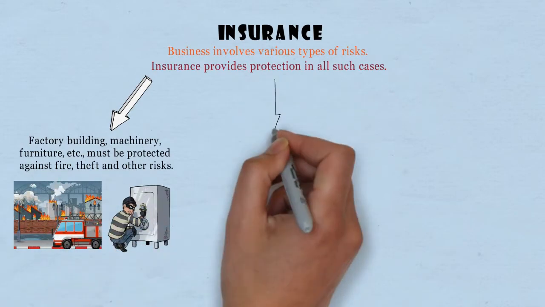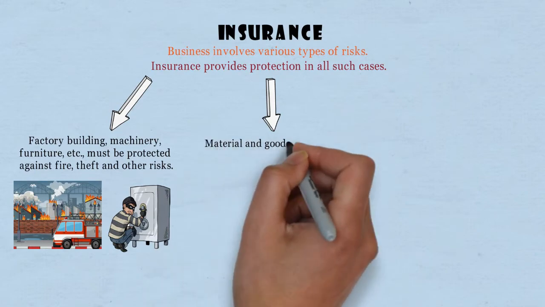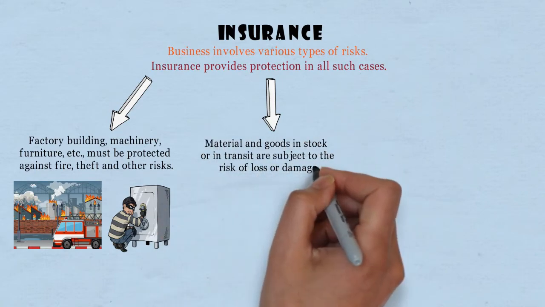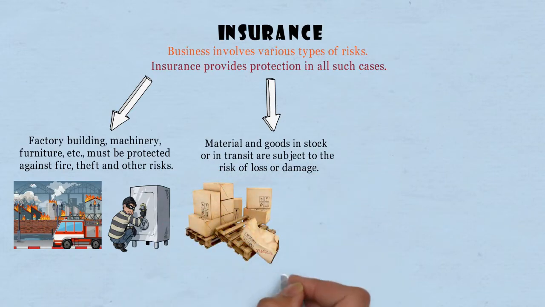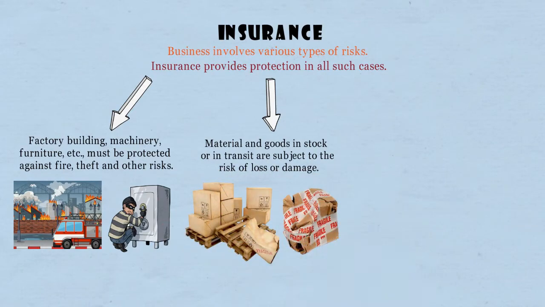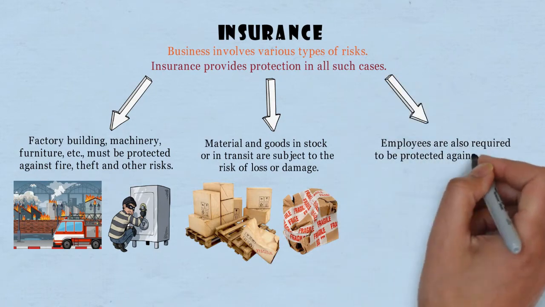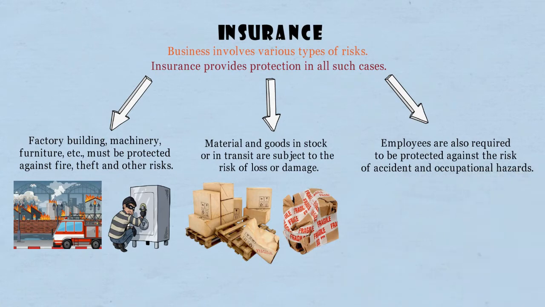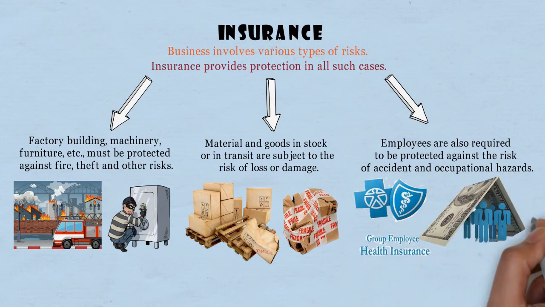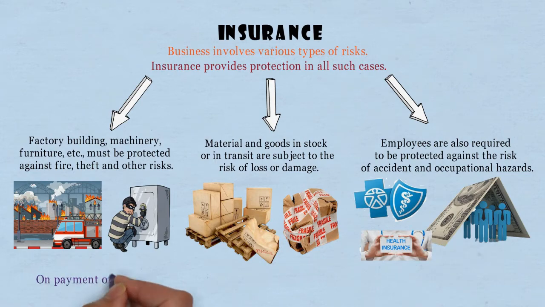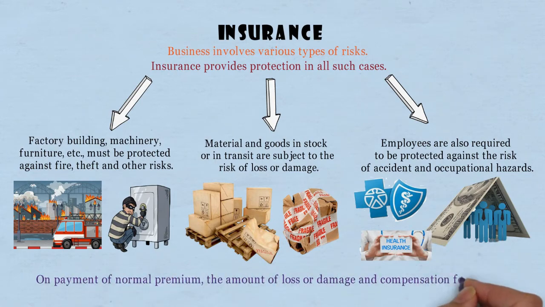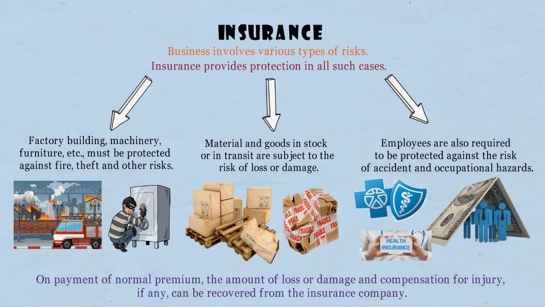Raw materials and goods held in transit or in stock are subject to the risk of loss or damage, say by way of road accident or heavy rains. Then even the employees of the company are required to be protected against the risk of any accident or occupational hazard. On payment of a normal premium, the amount of loss or damage and compensation for injury, if any, can be recovered from the insurance company.